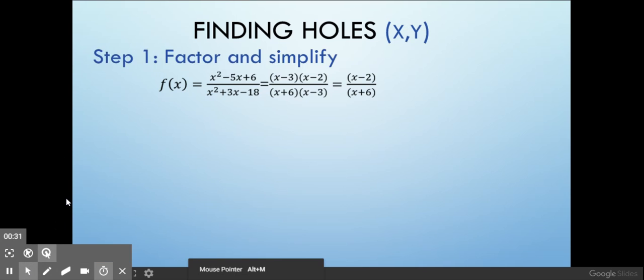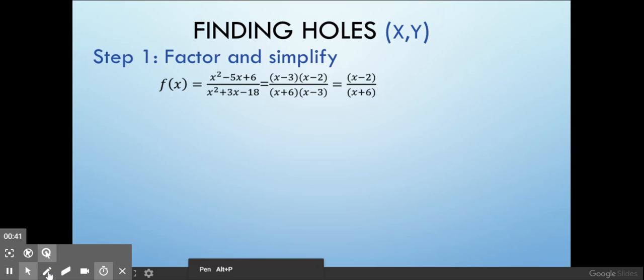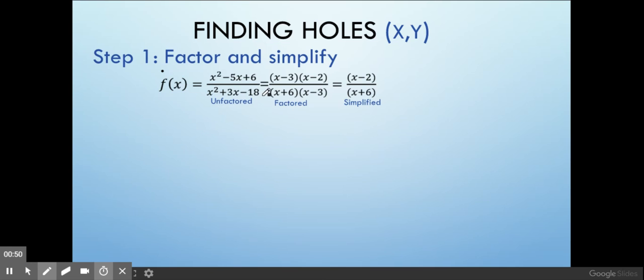The first step in doing that is to factor and simplify the rational function that you're given. We already know how to do that, so I have already done it for us here. We have the three different types of functions, so we can write our function in the unfactored form, factored form, and simplified form.